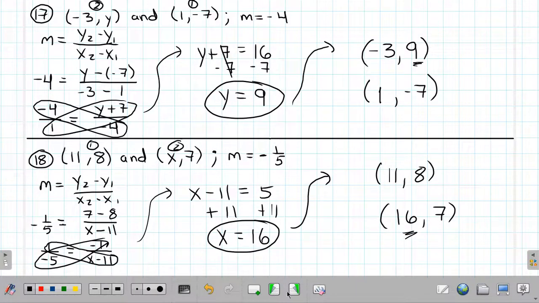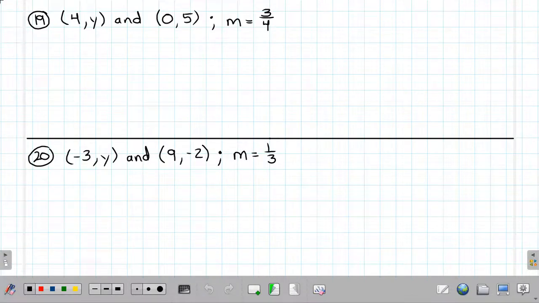Okay, so last two here, and then we're done for this, is same kind of thing. If these 2 points are tripping you up, this one has the y. You see the y here. Well, I want to make that my second point. So like I said, if it helps you, actually physically move them around. Rewrite the point. So we would have the point 0, 5 and the point 4, y.